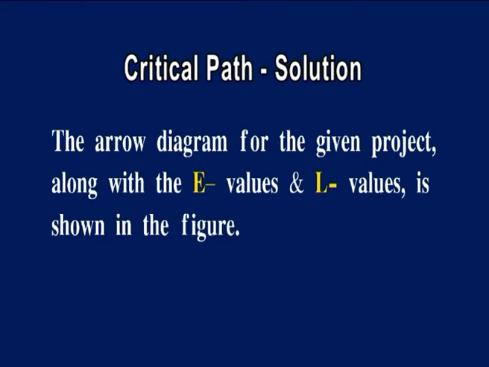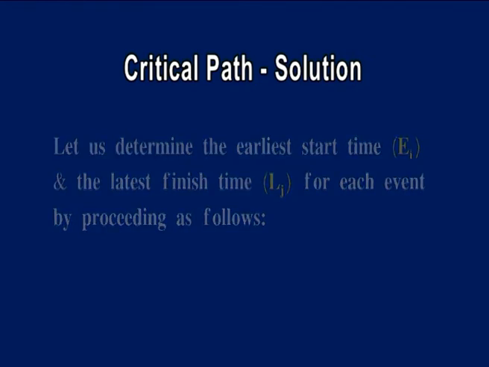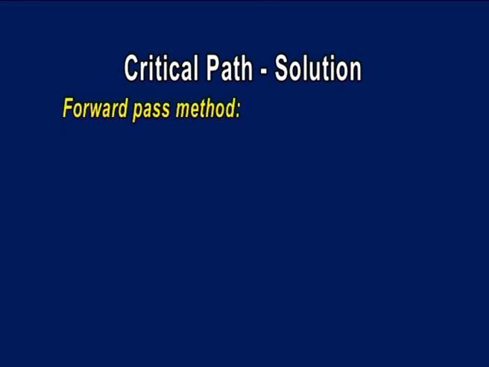The arrow diagram for the given project along with the E values and L values is shown in the figure. Let us determine the earliest start time E of i and the latest finish time L of j for each event by proceeding as follows. First, the forward pass method.